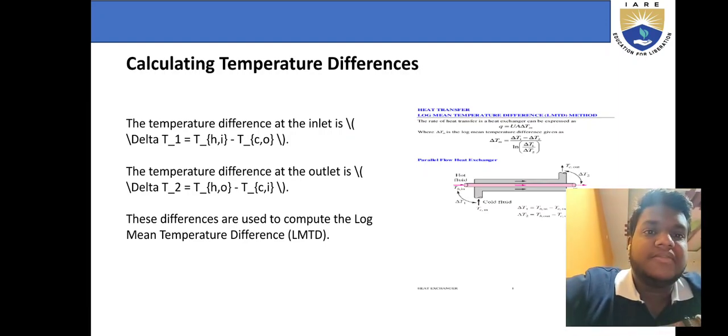Calculating temperature differences. The temperature difference at the inlet is delta T1. The temperature difference at the outlet is delta T2. These differences are used to compute the log mean temperature difference, LMTD.